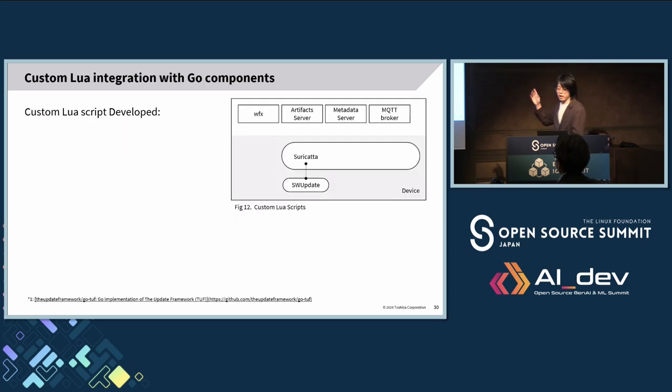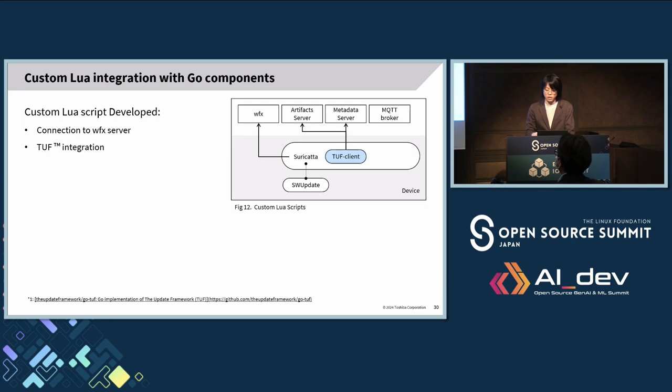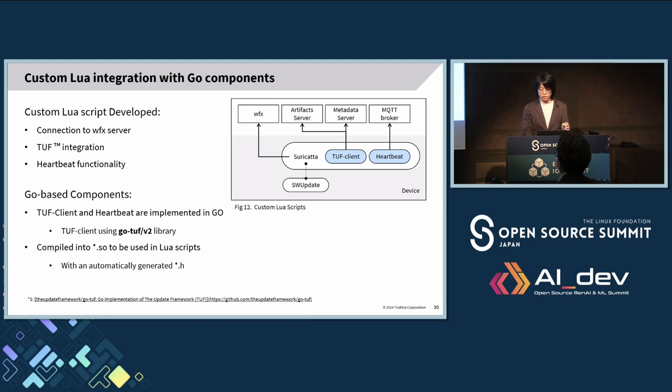So now let's look at how we customize Suricata in practice. We've developed a custom script to handle key functions like connecting to the WFX server, integrating with TUF, and implementing heartbeat functionality. An important point to mention here is that WFX can be connected through its API, and this API-based connection is already supported by Suricata. So the remaining two functions, the TUF client and heartbeat, are implemented in Go.